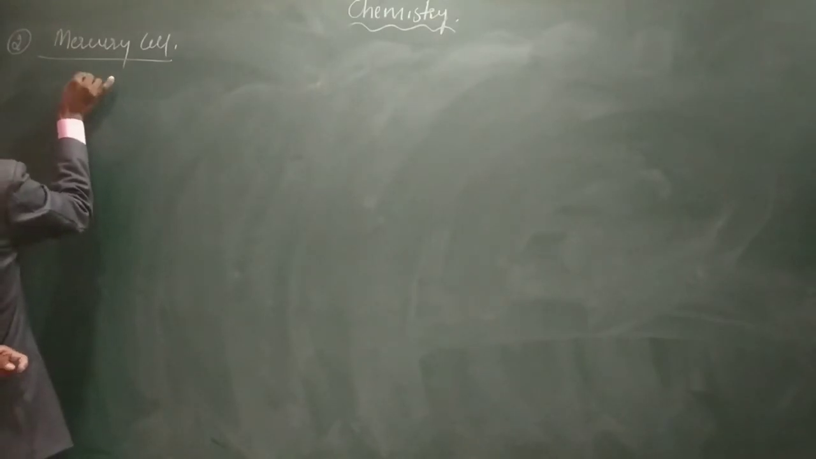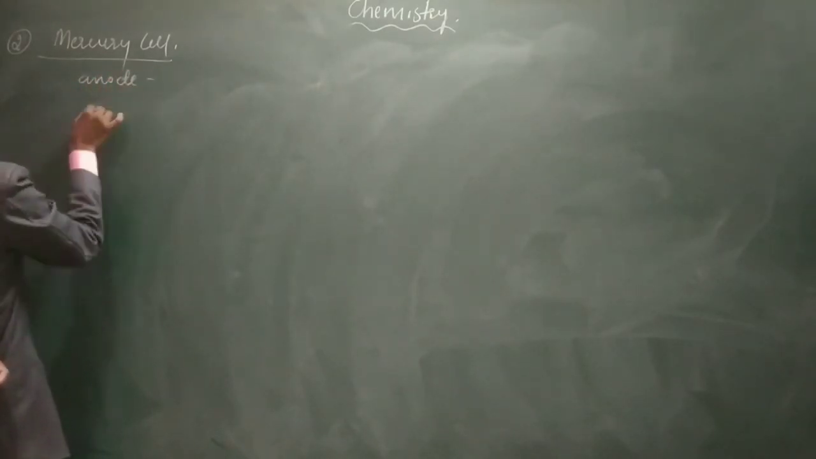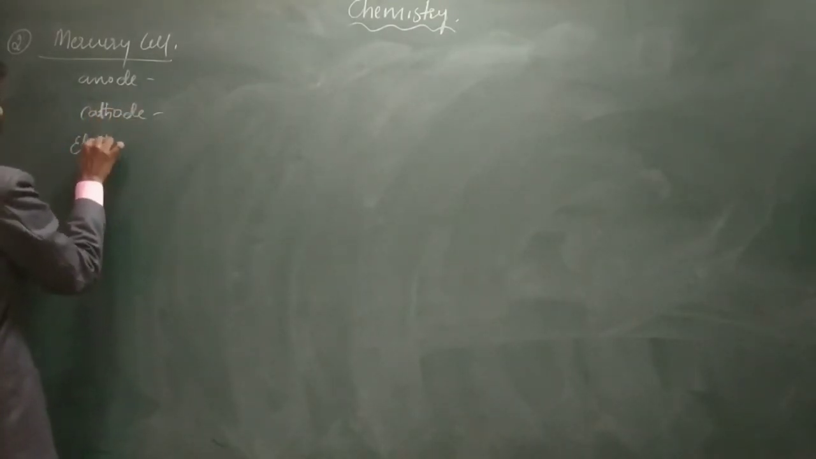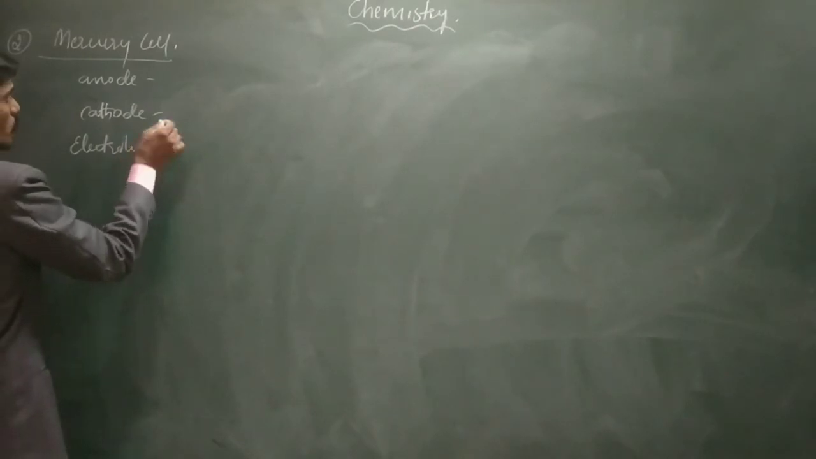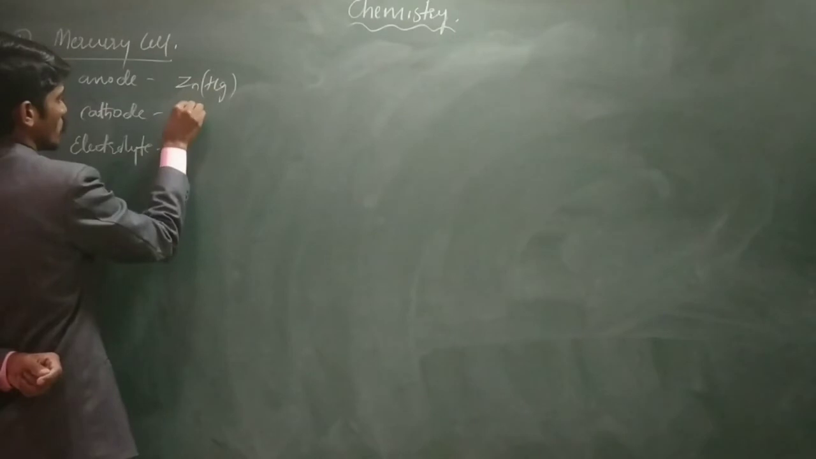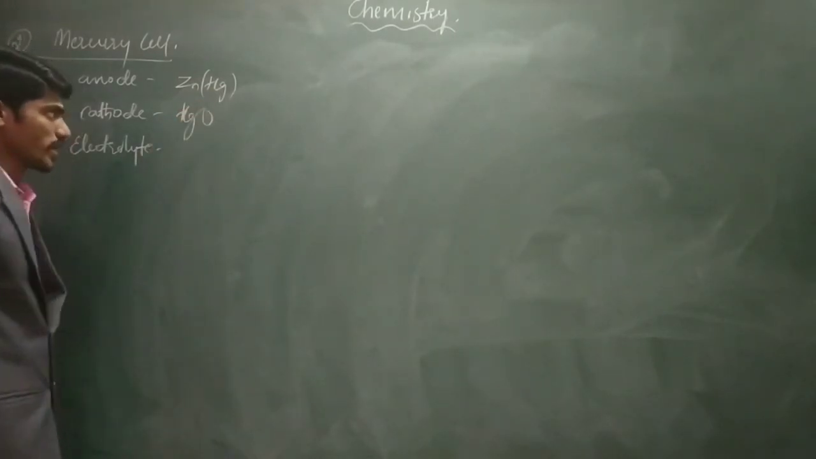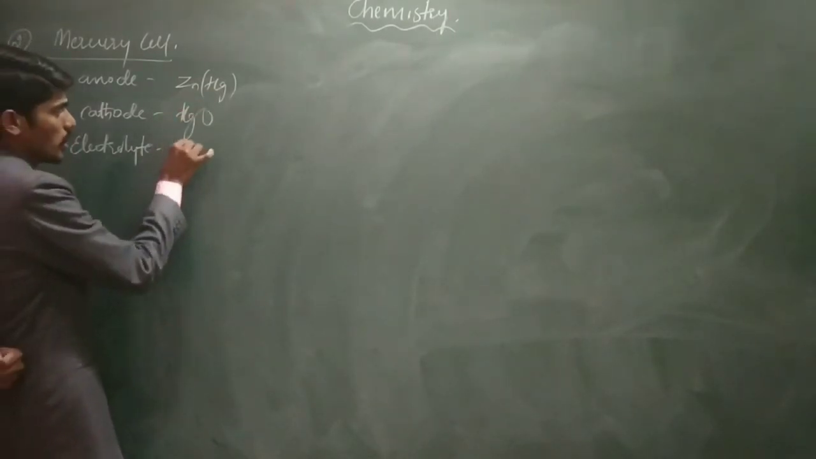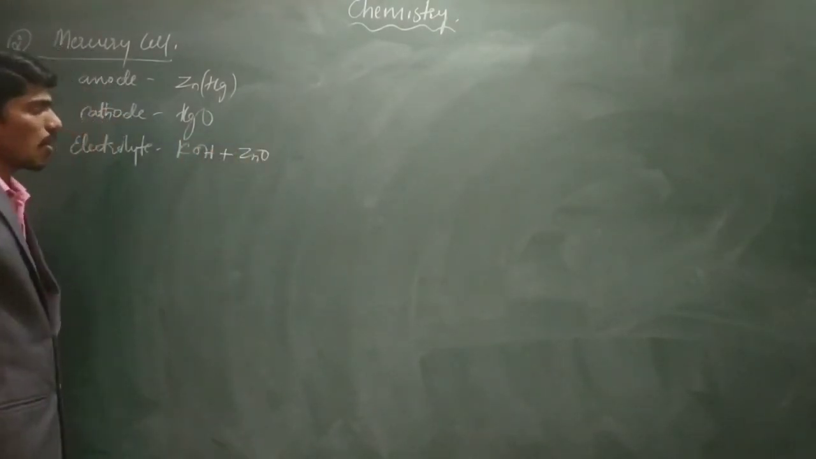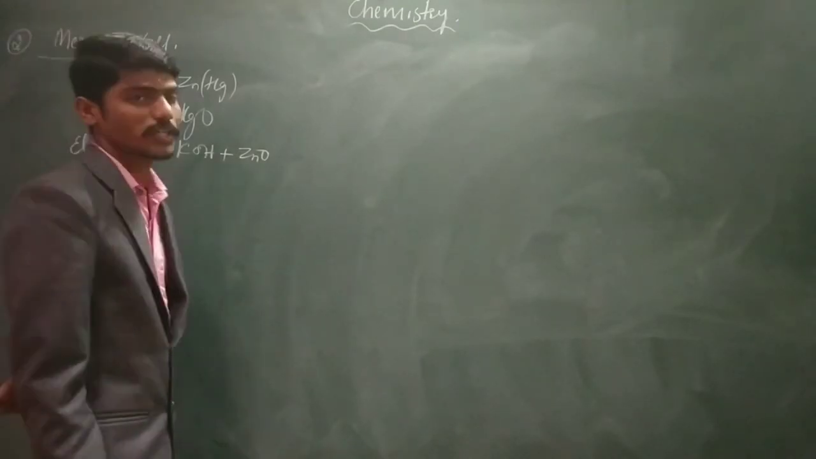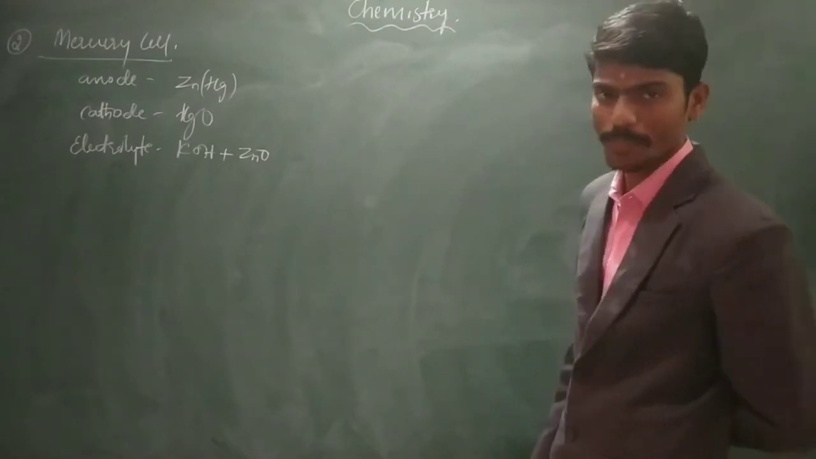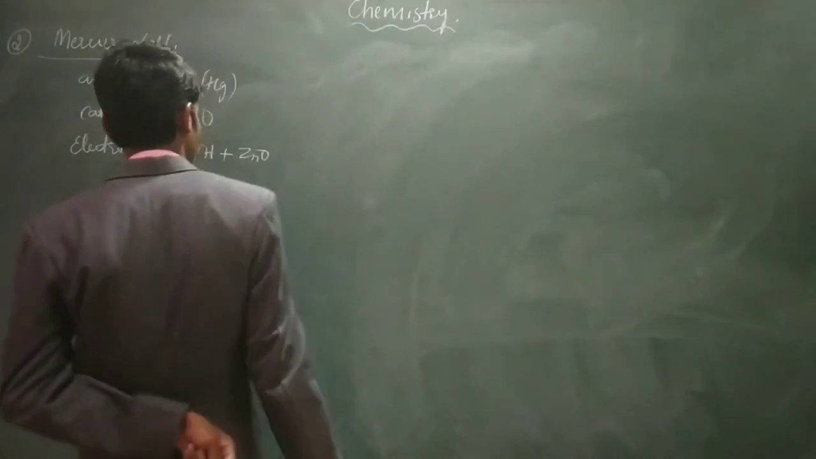In this case, anode, cathode, and electrolyte. Zinc or zinc amalgam acts as an anode. Mercury(II) oxide, that is HgO, acts as a cathode. The electrolyte is a paste of potassium hydroxide and zinc oxide. So which is the anode, which is the cathode, which is the electrolyte. After this you need 3 more points.